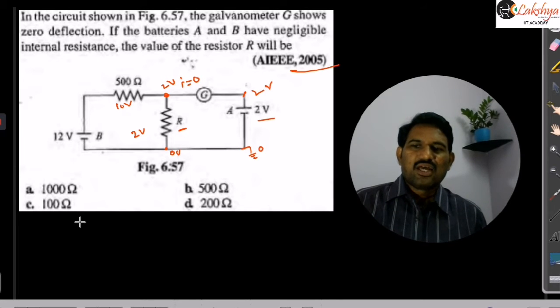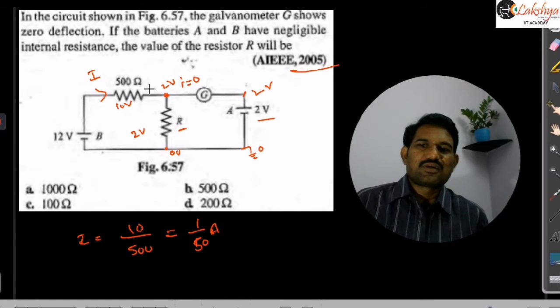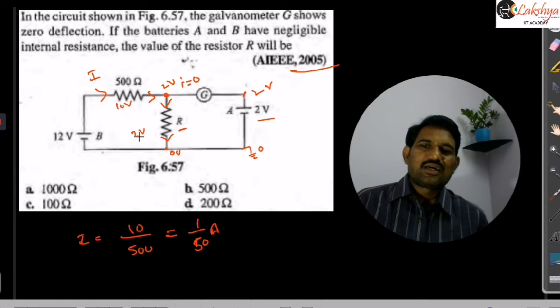Now as we know the potential difference and resistance for this 500 ohms, we can find the current flowing in that path. This current we can write as V by R, so it is 10 by 500, which is 1 by 50 amperes. Right, that is the current flowing through this path here. As there is no current in the galvanometer, the total 1 by 50 ampere should flow through this resistance only, right? In that resistance, we know the potential difference 2 volts and the current 1 by 50 ampere. From this we can calculate the resistance.